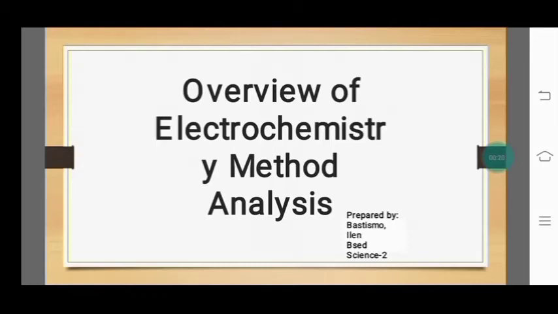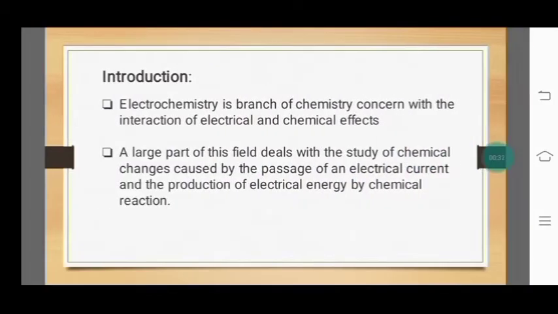In this video I will discuss the overview of electrochemical method analysis. This is the introduction of electrochemical method analysis. Electrochemistry is a branch of chemistry concerned with the interaction of electrical and chemical effects. A large part of this field deals with the study of chemical changes caused by the passage of an electrical current and the production of electrical energy by chemical reaction.